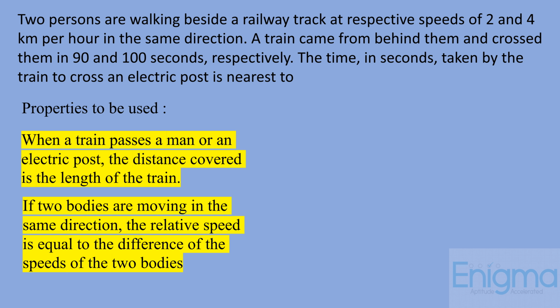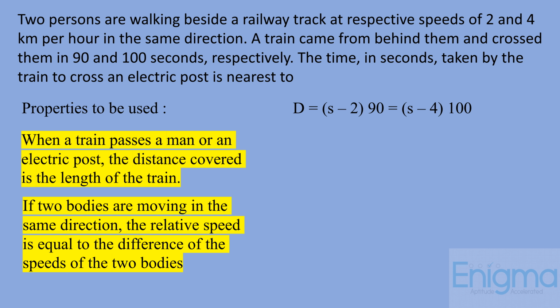Now, a single train is crossing both the persons and the final electric post as well. Hence, the distance is equal to (s - 2) × 90 = (s - 4) × 100. Now let's understand why it is s minus 2 and s minus 4.